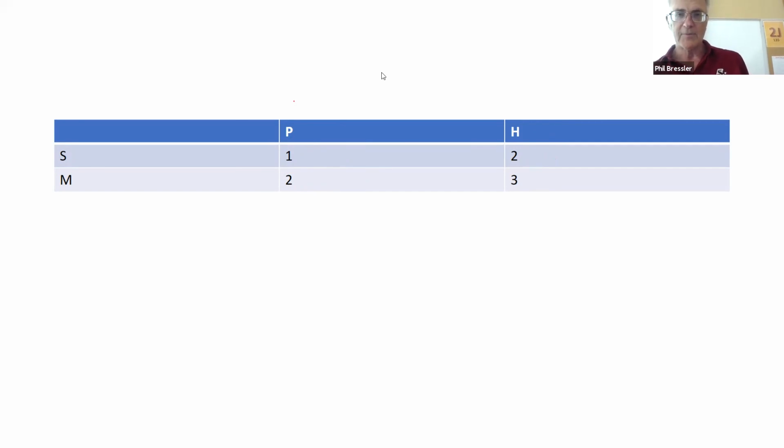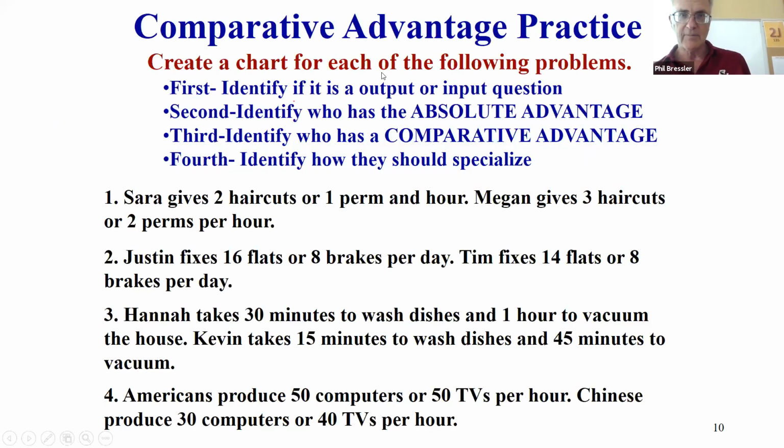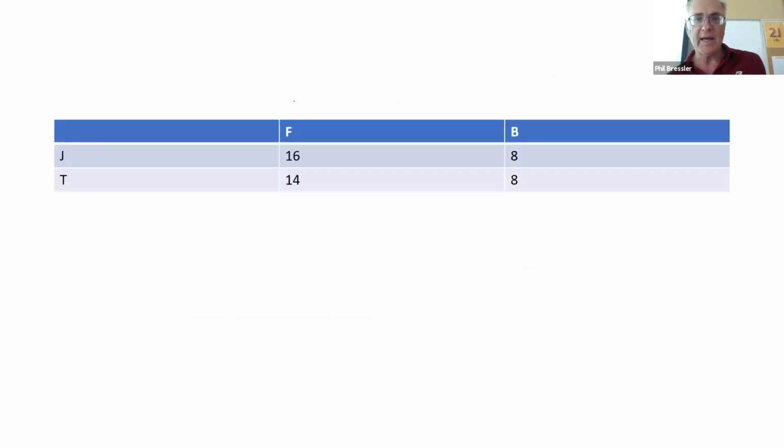All right, I'm trying to get this. Justin has 16 flats or 8 breaks a day. Tim fixes 14 flats or 8 breaks a day. Chris, is that an output or input question? Output. All right. Chris, while you're here and it's an output, who has the absolute advantage in flats?